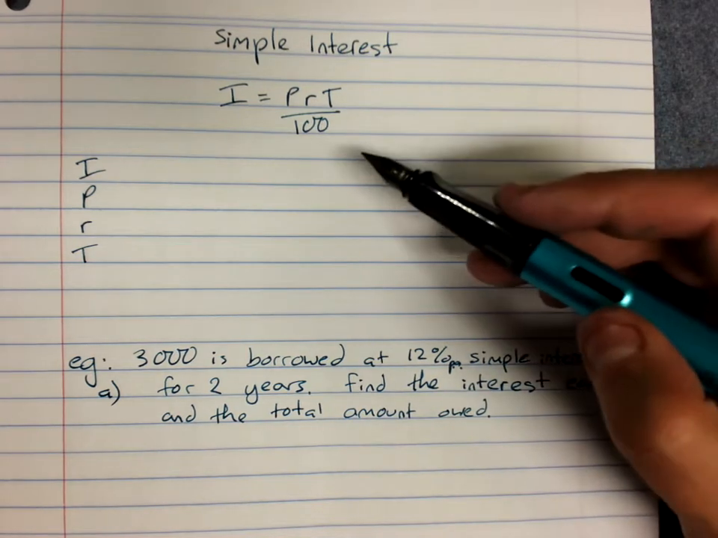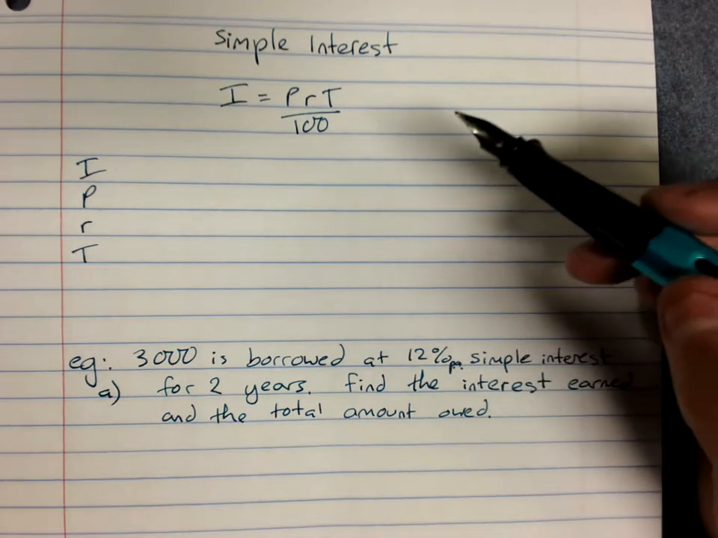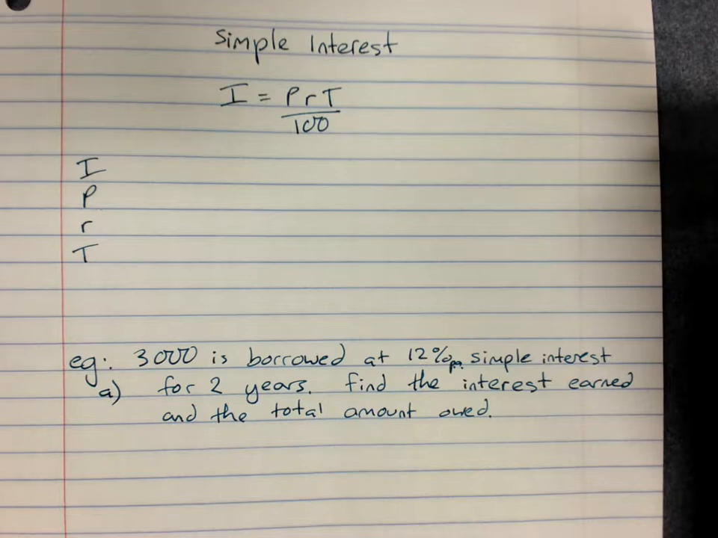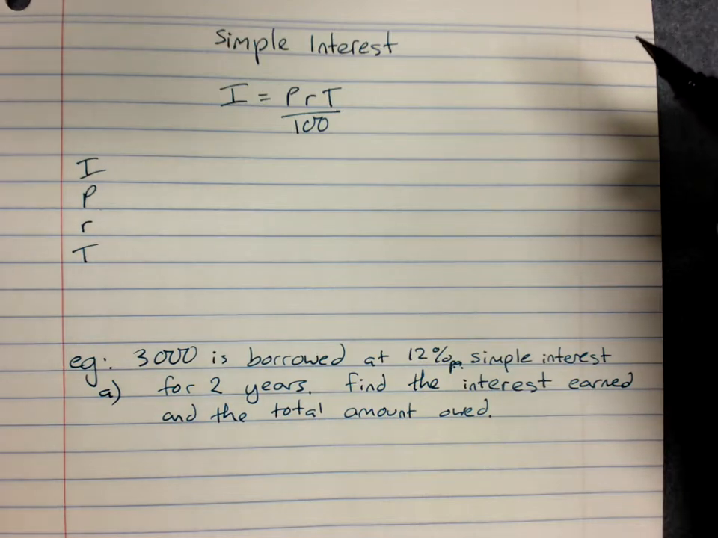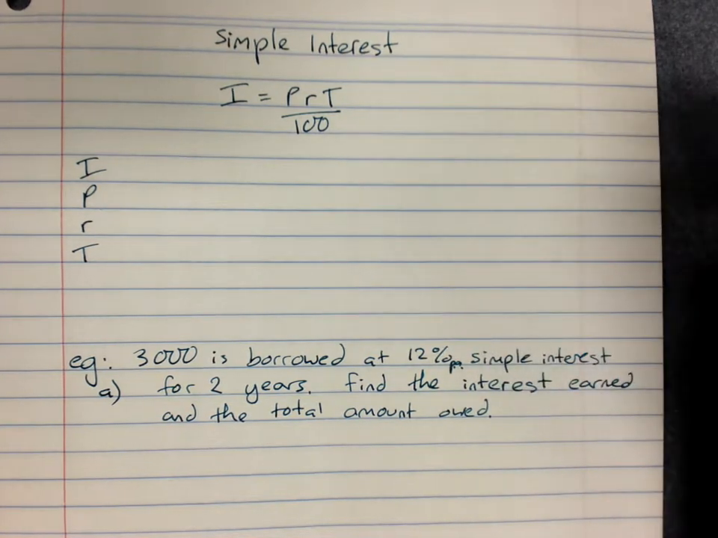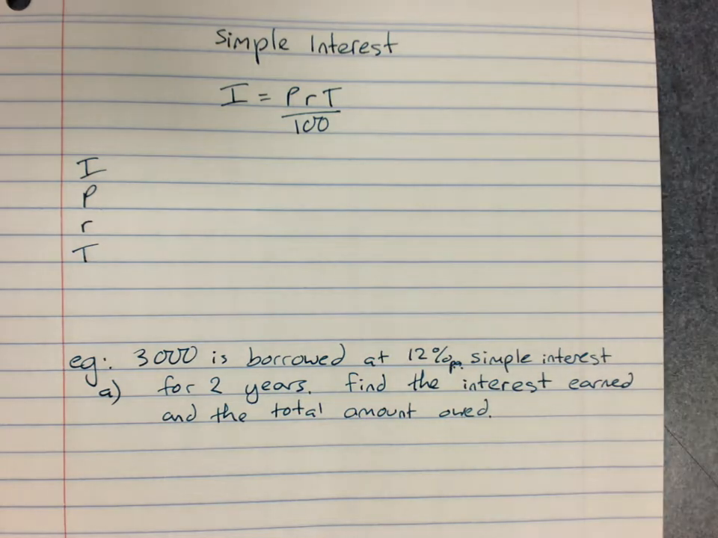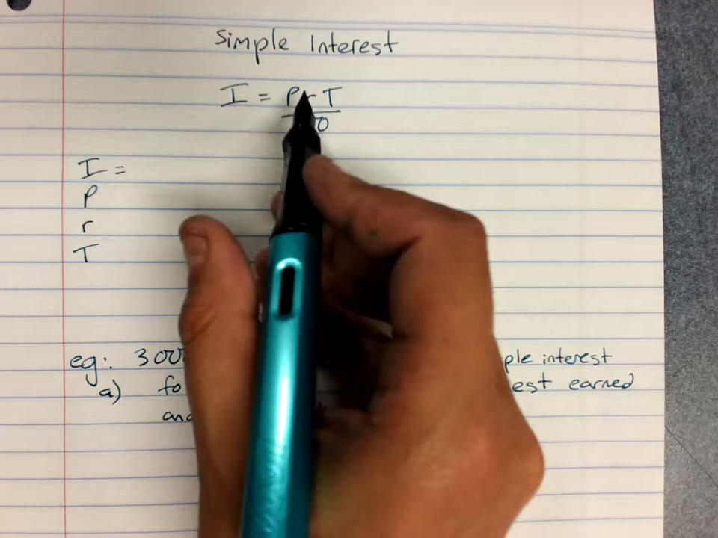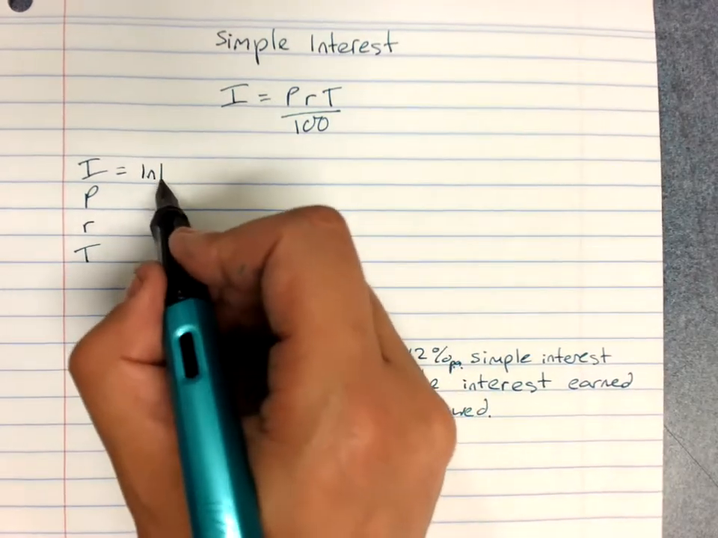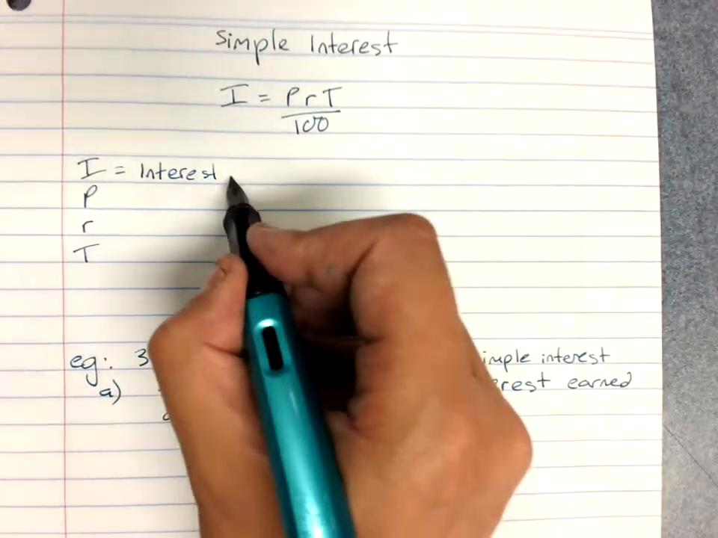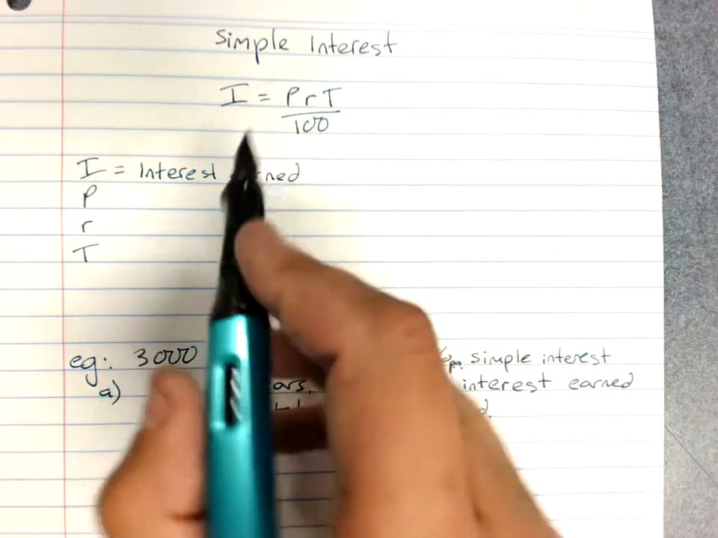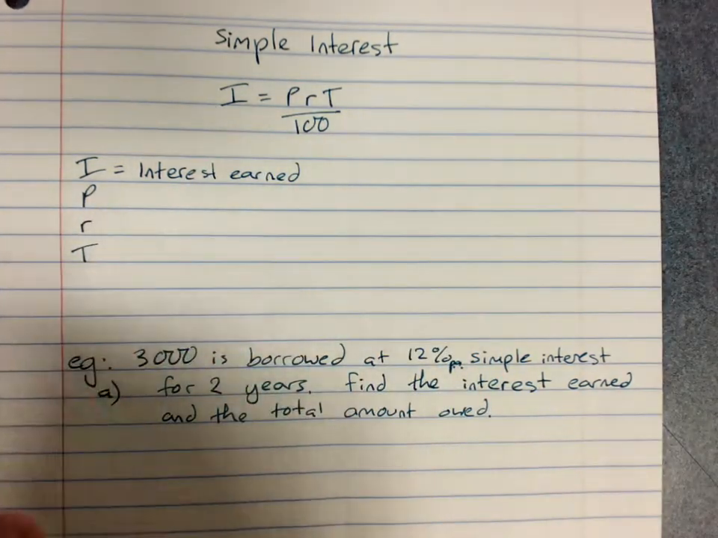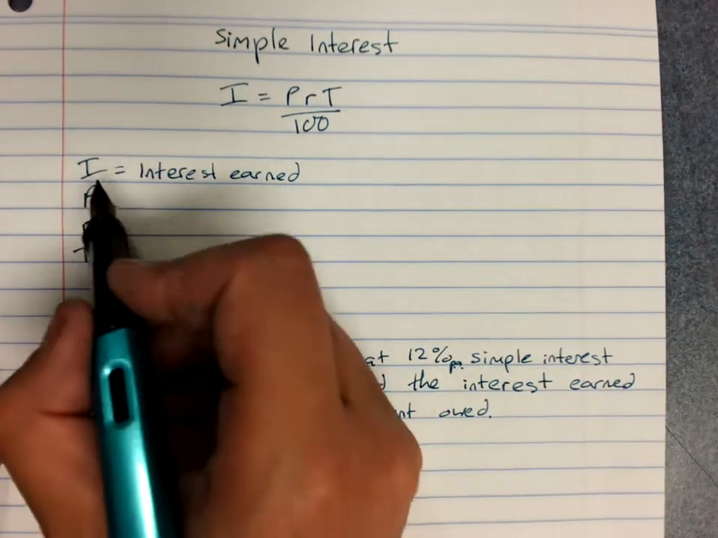Simple interest actually isn't used very much anymore, but it's the basis for calculating compound interest, which is used all the time. So we do learn simple interest so that we understand compound interest. So I, in this formula, is the interest earned. Notice that this formula calculates the interest earned over a period of time.